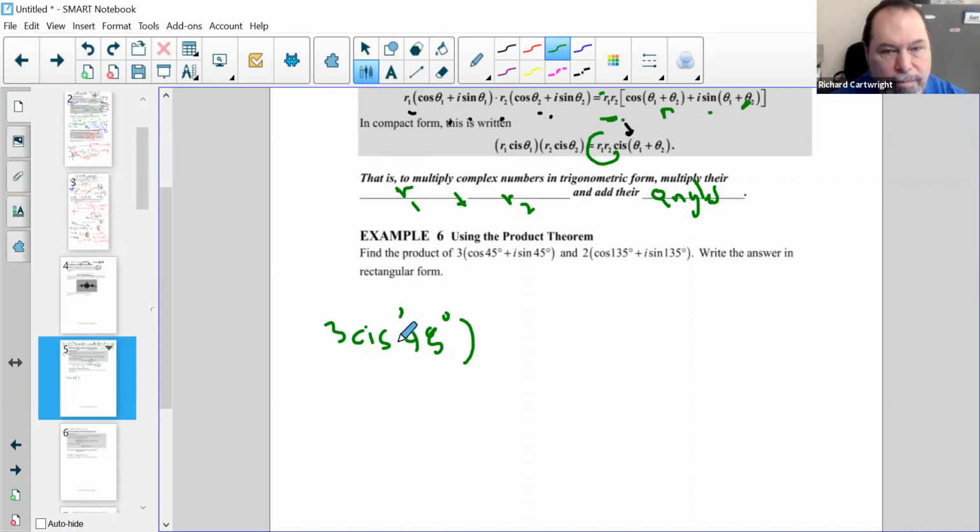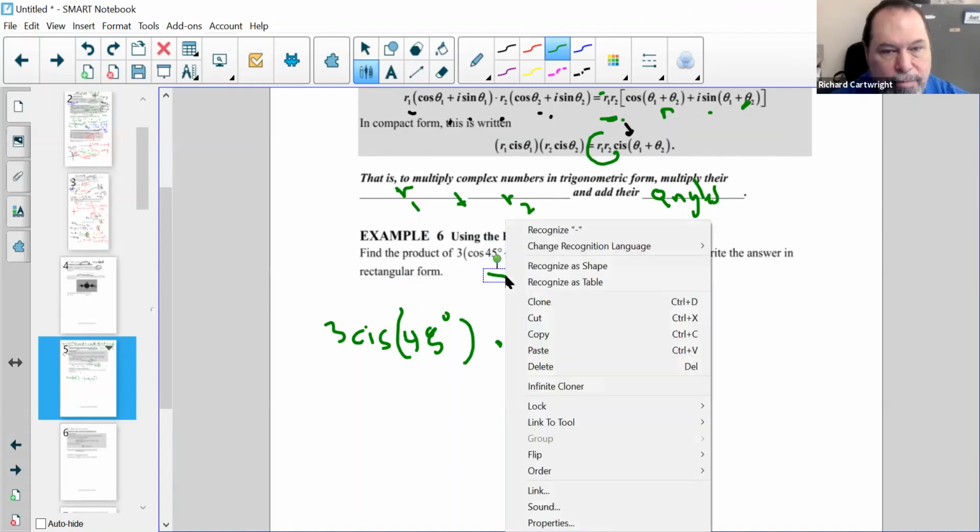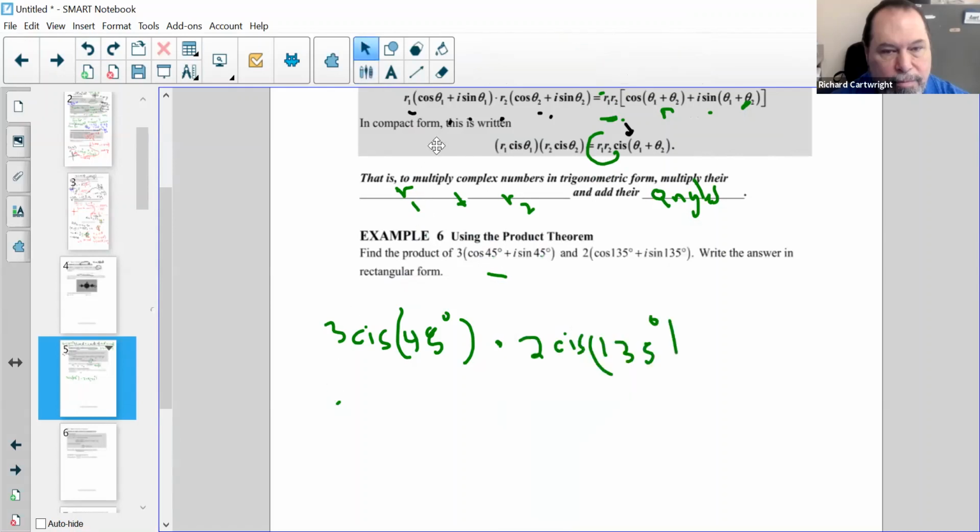3 cis of 45 times 2 cis of 135. Oh, I like that better than 125 because that's just a multiple of 45. So I'm happy. I just rewrote this problem in cis because it was easier to write. So the answer should be 3 times 2 is 6, just like my other problem was.